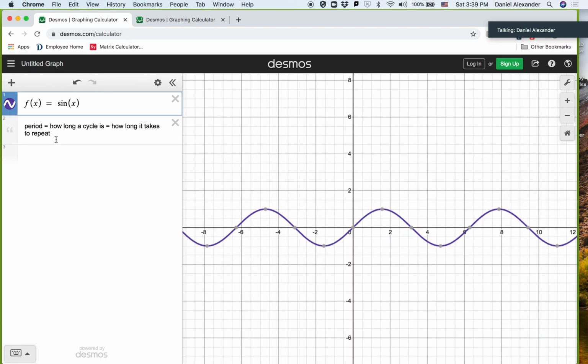So I'm going to say that for f of x equals sine of x, the period is 2 pi. And again, you might think of it as 360 degrees. And again, that's where the angles start to repeat themselves.